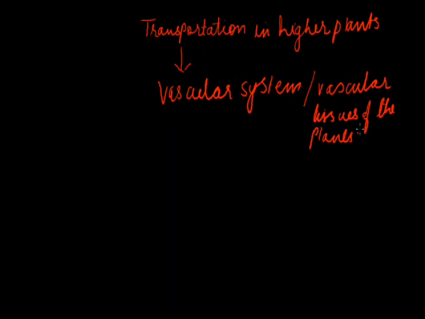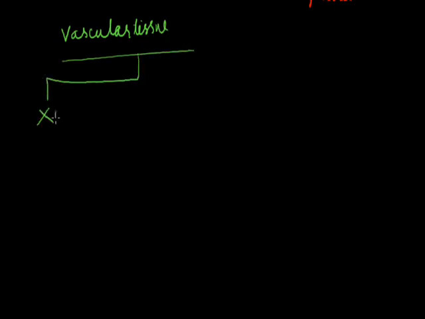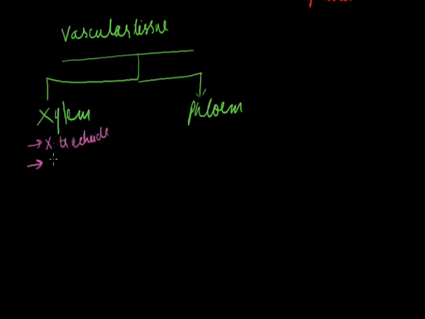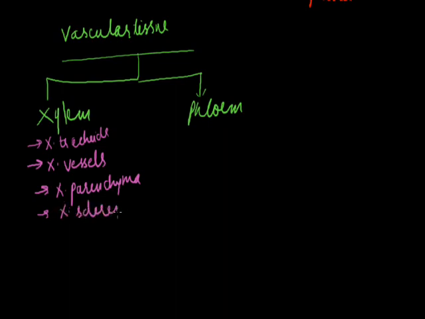Now, vascular tissue consists of two things, that is xylem as well as phloem. Now, xylem consists of four types of cells. These are xylem tracheids, xylem vessels, xylem parenchyma and xylem sclerenchyma.